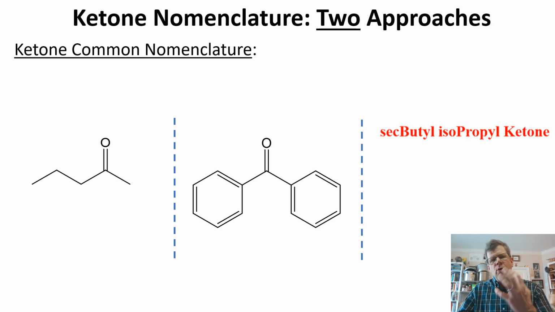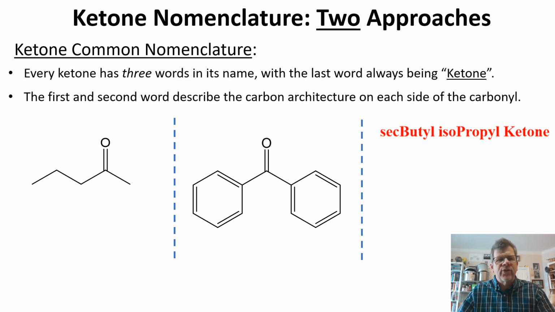So we would move to ketone common nomenclature, very, very similar to ether common nomenclature. Just like ethers, every ketone in ketone nomenclature has 3 words in its name, with the last word always being ketone. Remember, in ether common nomenclature, the last word was always ether. In ketone nomenclature, the last word is always ketone. And the first and the second word, just like ethers, describe the carbon architecture on either side of that carbonyl. So let's look at some of these.